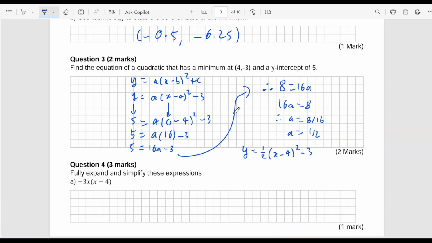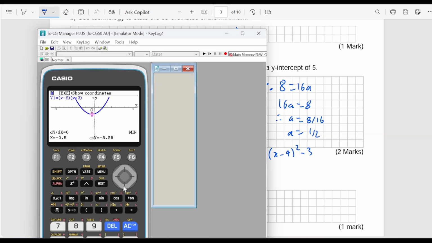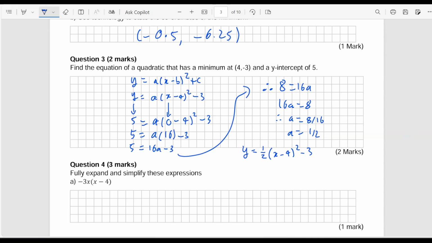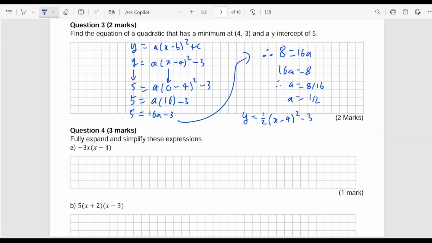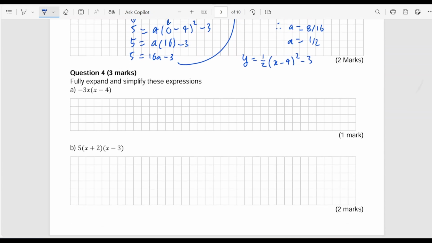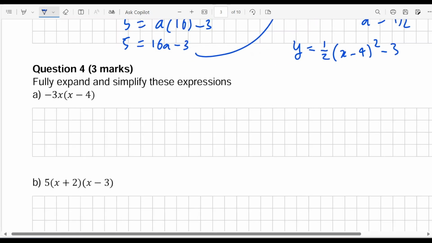Cool. So we're going to get y is half x take 4 squared take 3. Now, how do we know that we got that right? Well, we can actually graph that. I'm just going to use 0.5 instead of a half, but then we've got x take 4 take 3. If we draw that and we go G-Solve min, we've got 4, minus 3 is the minimum there. If we look on the graph as well, we can look at that y-intercept. So trace at x is 0, you get y is 5. So it is correct.